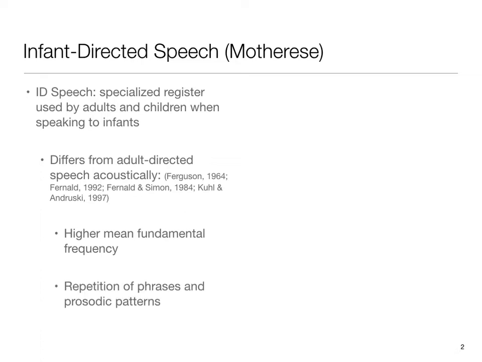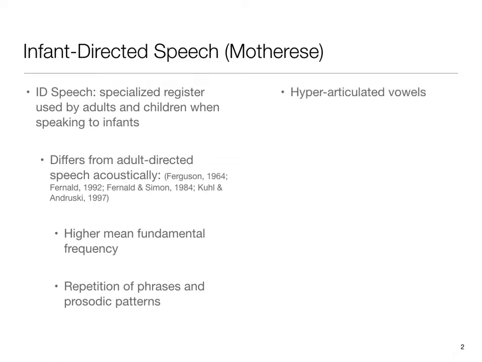We also see repetition of phrases. So we'll see adults and children repeating the same things over and over again to a baby, like, what a good girl you are! Yes, you're a good girl! You also see a repetition of prosodic patterns. Prosody is kind of the music in which we speak. And what we see is there are patterns in speech to infants that are repeated. So we'll see a certain pattern for when we're trying to tell a baby what a good job they did, and we'll see different patterns for when we're trying to comfort babies.